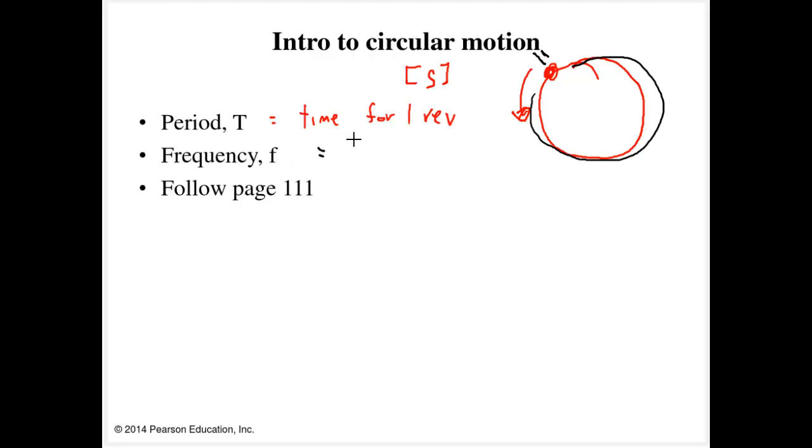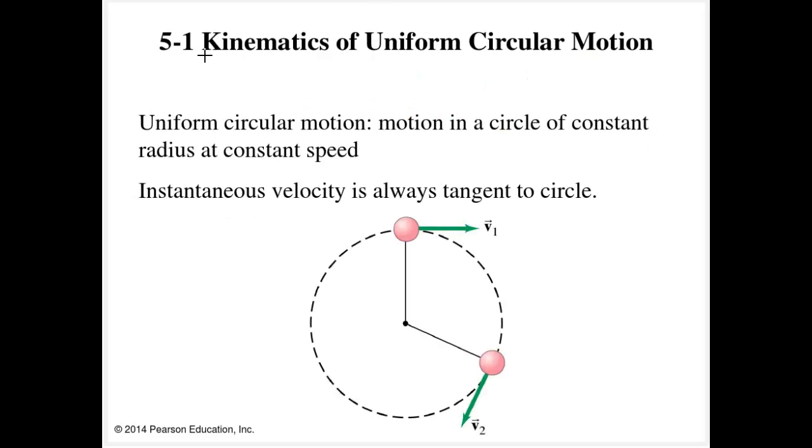The frequency is equal to 1 divided by the period, and so that would be how many revolutions per second that we're talking about. I highly recommend you take a look at these definitions on page 111 and be familiar with them when you come to class. So I'm going to talk very briefly about the kinematics of uniform circular motion.